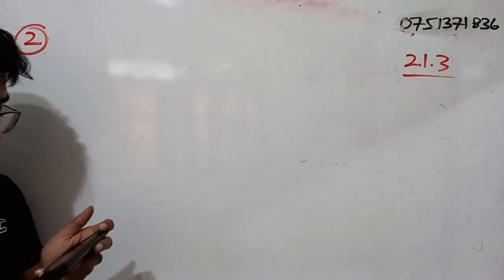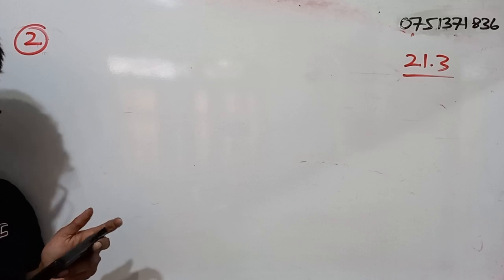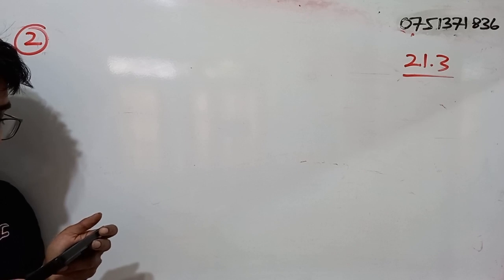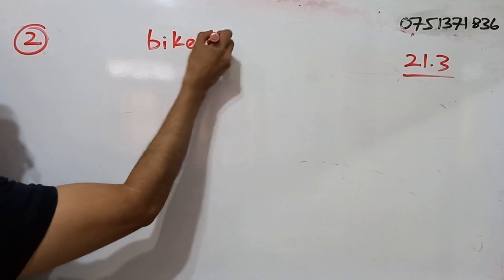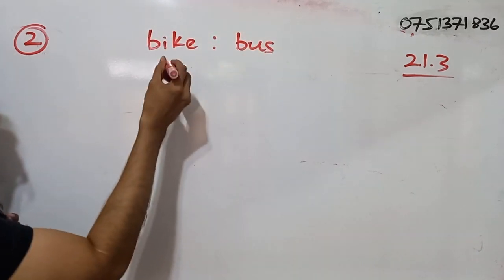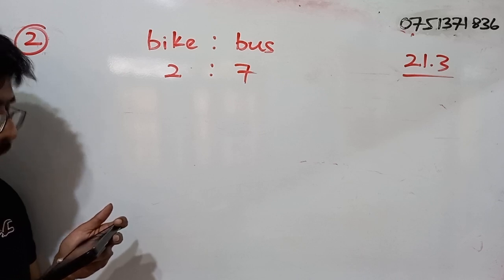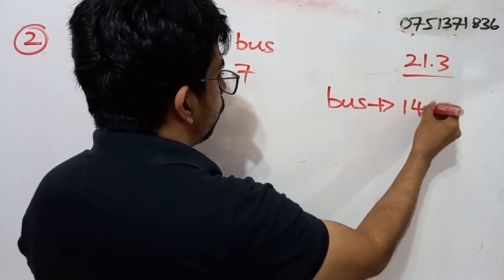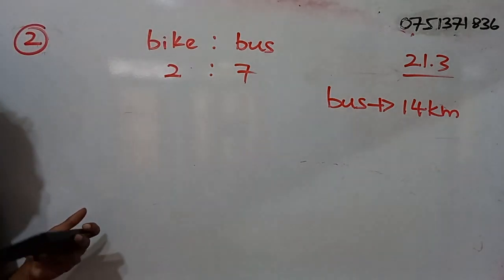Right, question number 2. Sirimal rides a bike from his house to the bus halt and then takes a bus when he travels to school. The ratio of the distance he travels by bike to the distance he travels by bus is 2 to 7. Okay, so we will first write it down. Bike to bus, the ratio is 2 to 7. If the distance he travels by bus is 14 kilometers, so by using the bus, the distance is 14 kilometers. What is the distance to the school from his house?